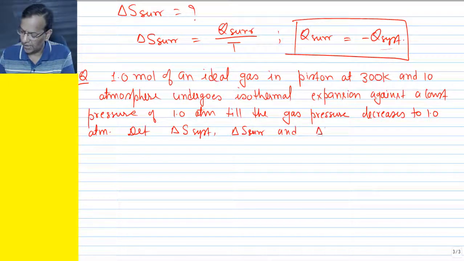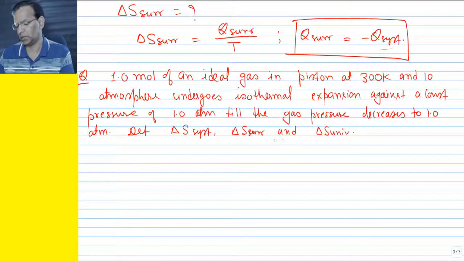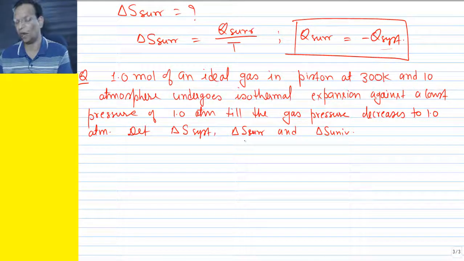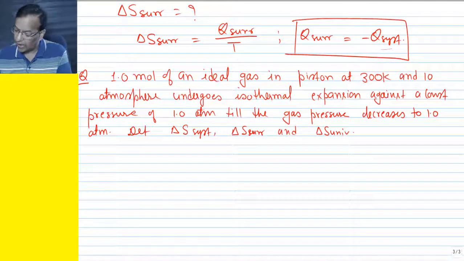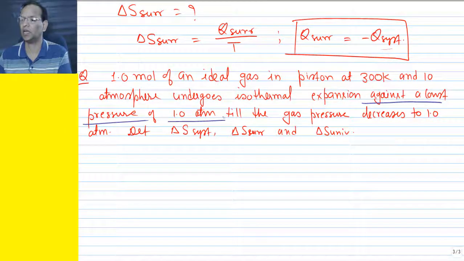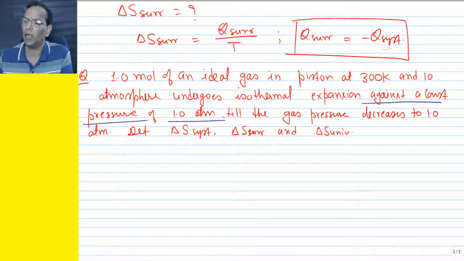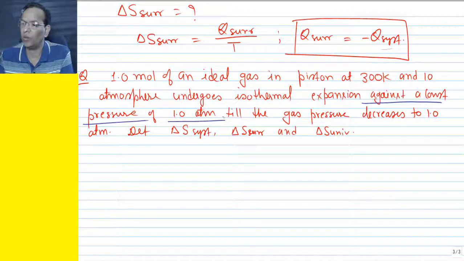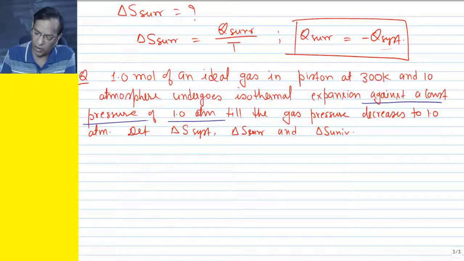and delta S universe. This question is related to irreversible isothermal expansion of gas. Why irreversible? Against a constant pressure of 1 atmosphere. External pressure is constant, so the process is irreversible. And for this process, delta S cannot be determined as Q system by T. Delta S will be determined by the expression we derived.